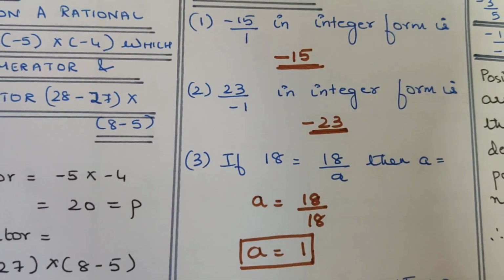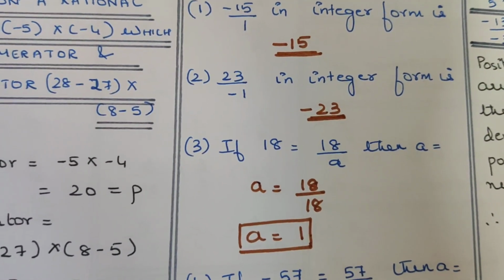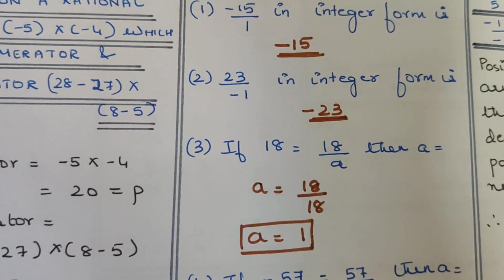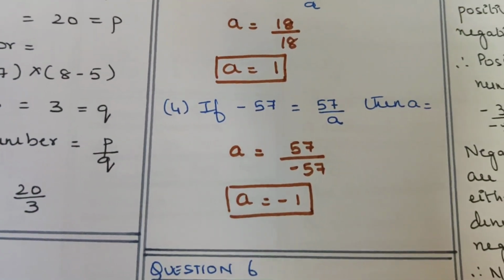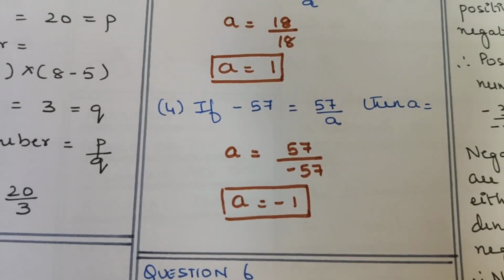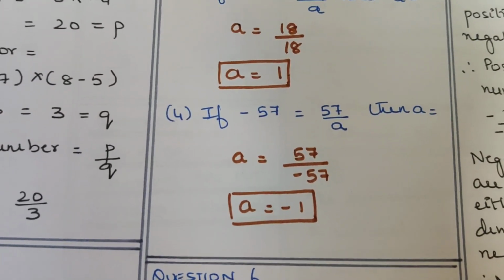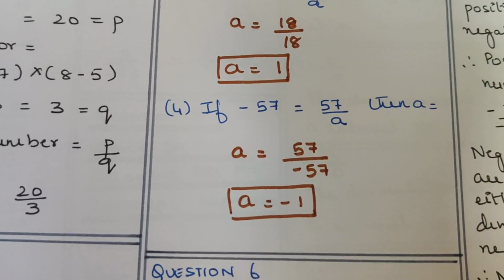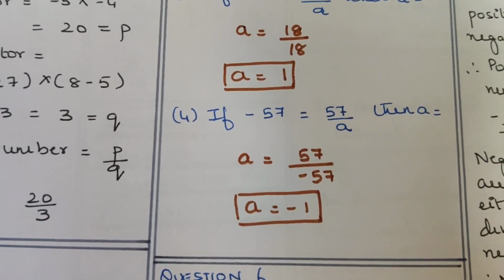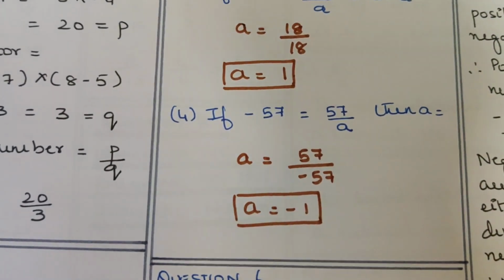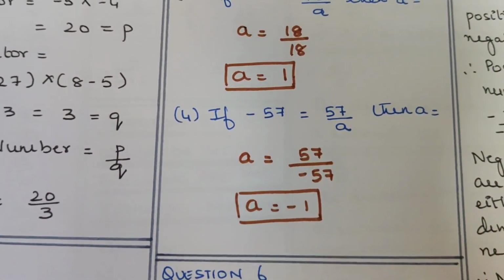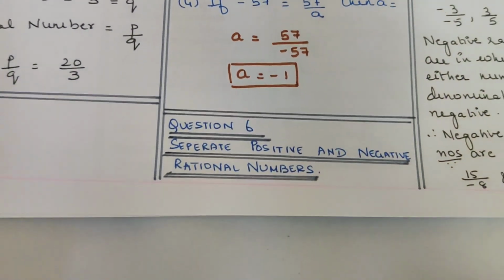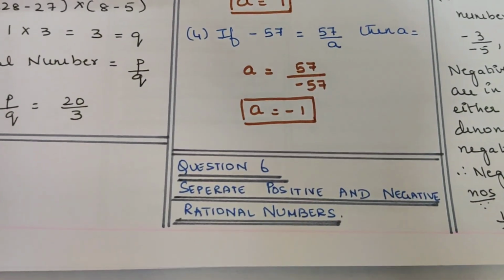If 18 is equal to 18 by A, then A will be equal to 18 by 18 and A is equal to 1. If minus 57 is equal to 57 by A, then A is equal to 57 by minus 57. Therefore 57 by 57 is 1 and plus divided by minus is minus. Therefore A is equal to minus 1. Let's move on to question 6 quickly.